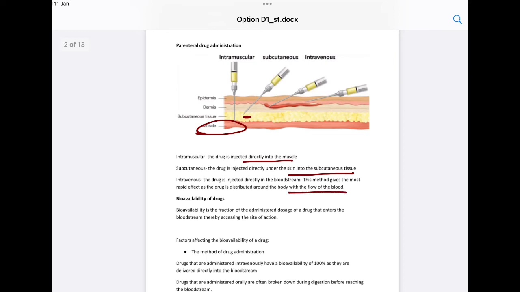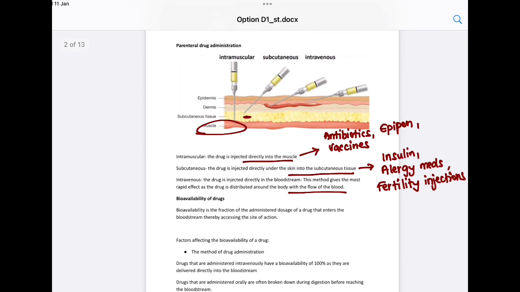So intramuscular injections, these include antibiotics, vaccines. If you have the EpiPen or adrenaline injections for severe allergic reactions, EpiPen is an intramuscular injection. Subcutaneous injections, these include insulin, allergy medication. You also have fertility injections. These are subcutaneous. And intravenous injections, this is what you're going to get when you have those IV fluids in the clinic.